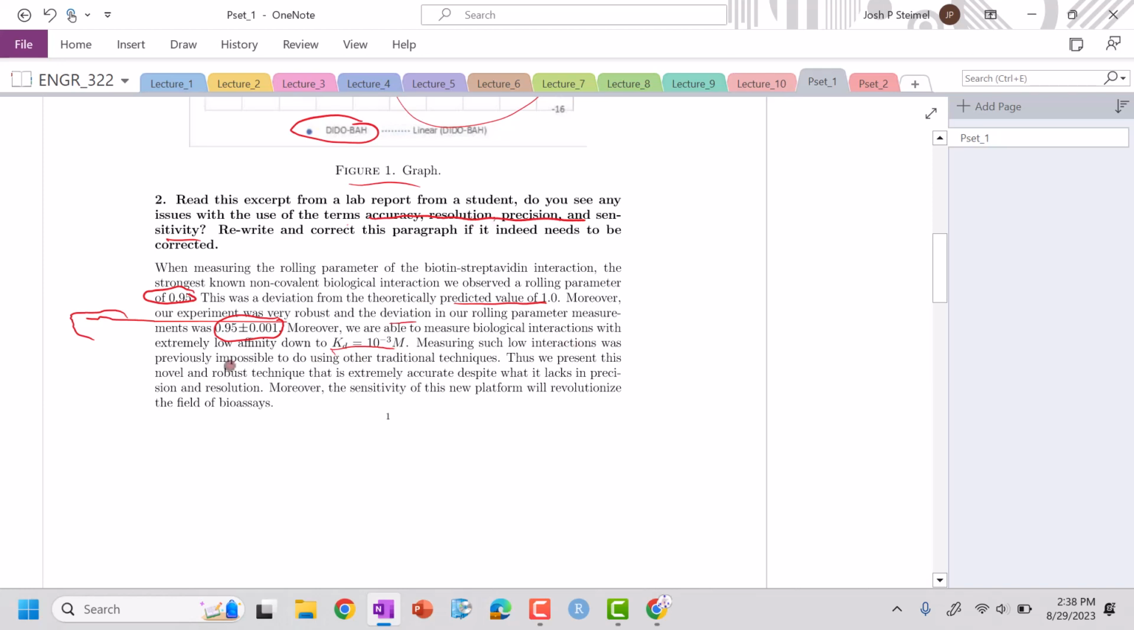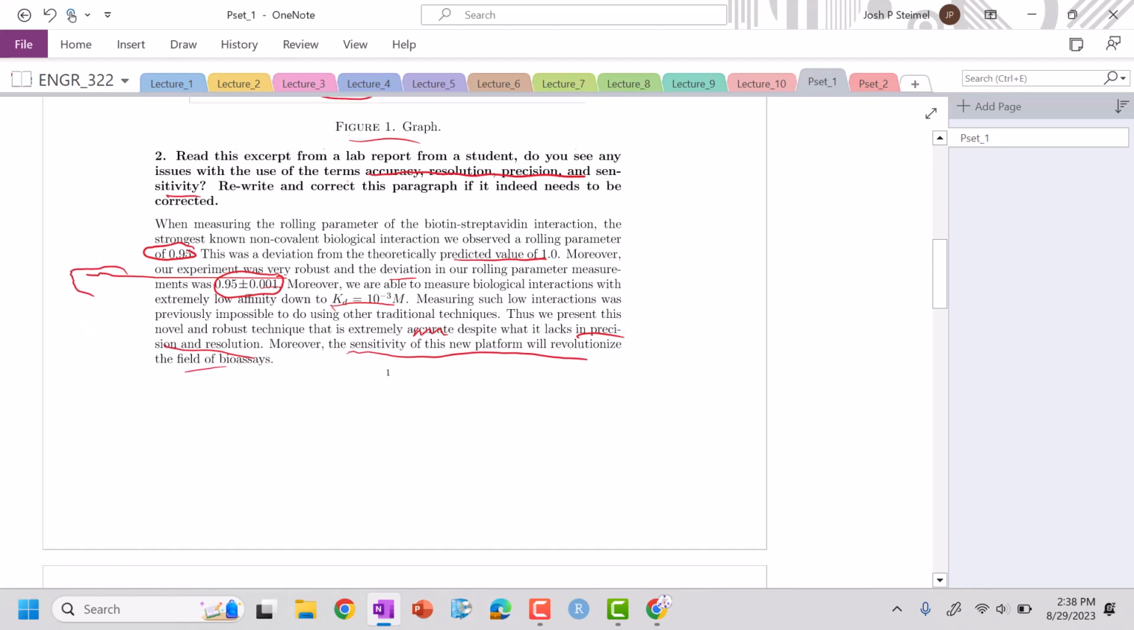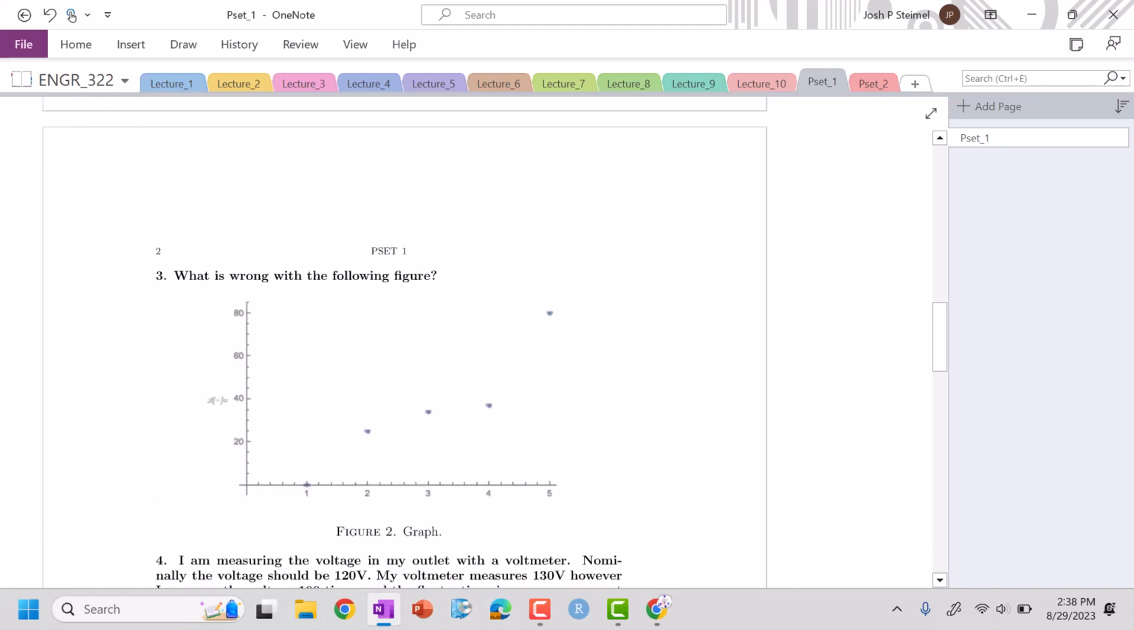Now, measuring low instrument was previously impossible using other techniques. We present this novel robust technique that is extremely accurate. I mean, looking at the deviation here, it doesn't seem to be that accurate. So it's not really extremely accurate. And then it says, despite what it lacks in precision, the precision and resolution here is phenomenal. So we need to correct that statement. So the precision and resolution is fantastic. It's very high resolution, very high precision. Accuracy is actually lacking somewhat. More of the sensitivity problem resolution of the field in bioassay. So basically, sensitivity is fantastic, which I also agree. So that's how we would want to rewrite that.